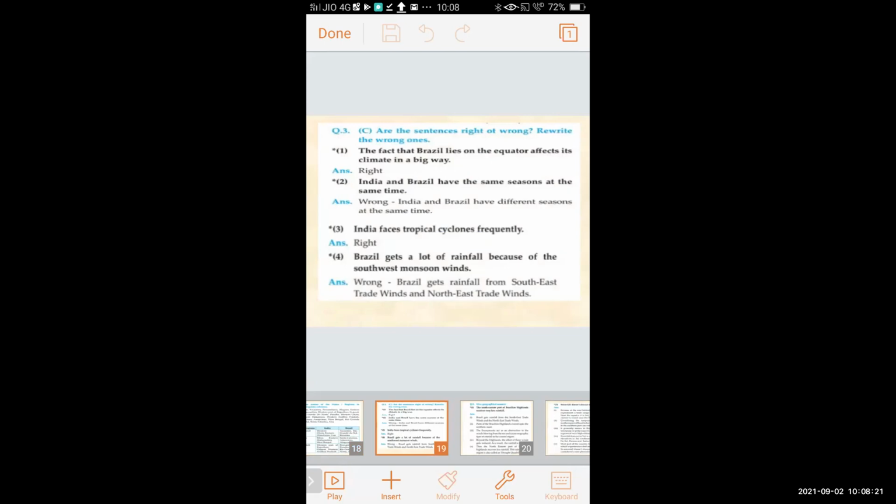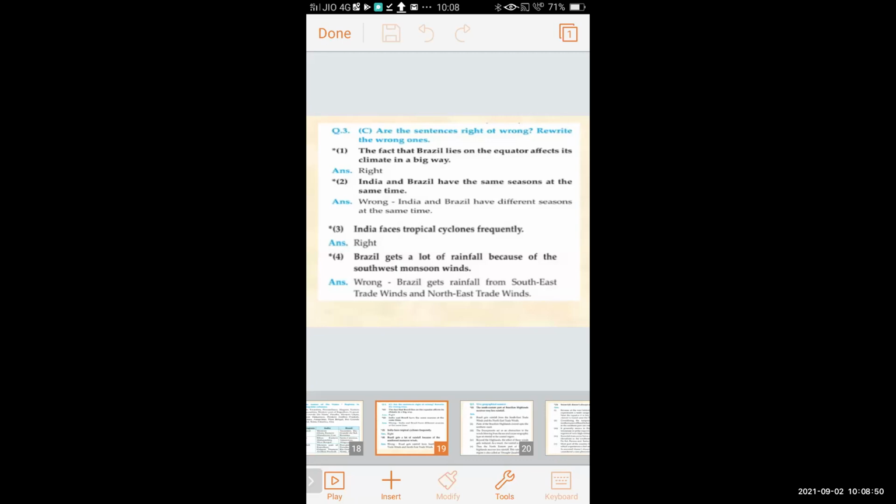Now answer the sentences, right or wrong, and rewrite the wrong ones. Some sentences are given. We have to read each sentence and decide whether it is right or wrong, and if it is wrong, we have to give the reason. First, the fact that Brazil lies on the equator affects its climate in a big way.